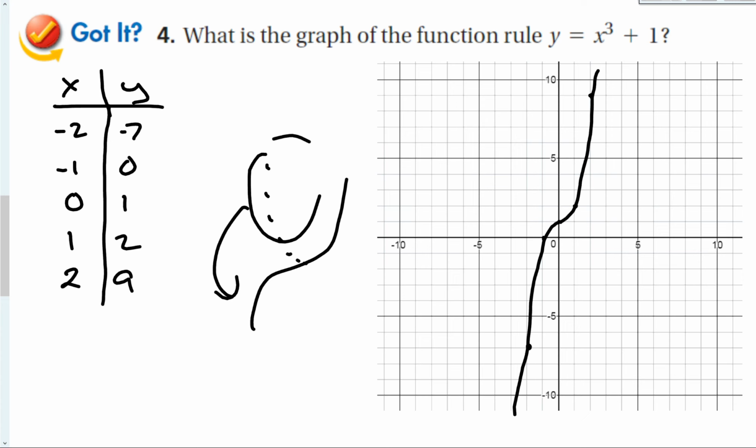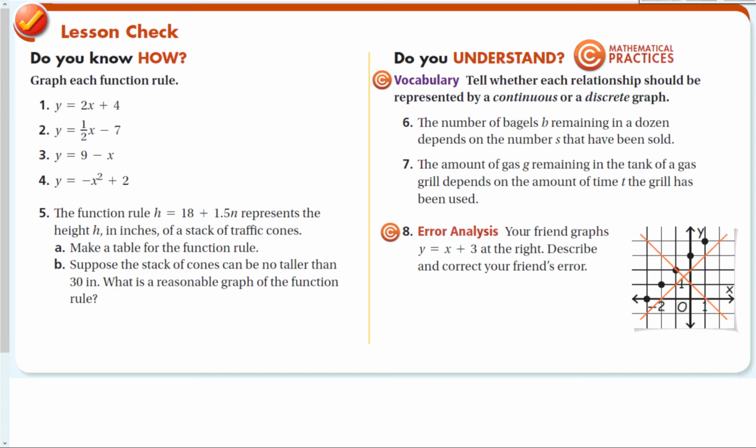But for now, realize that any table can get you a graph. So graph each function rule. I don't want to go through all of these, but plug this in, you'll get a line, you'll get a line, you'll still get a line here. Okay, here you're going to get a nice little curve.